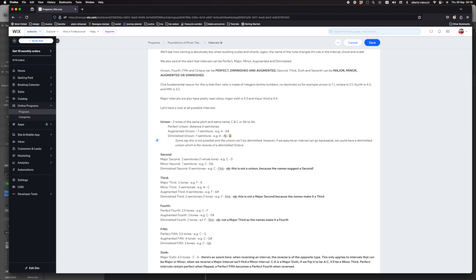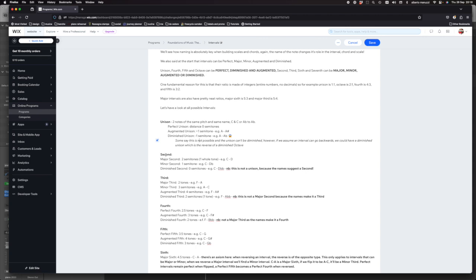Some say a unison can be diminished. However, assuming an interval can go backwards, we could have a diminished unison, right? So you see how then, in theory, of course, theories are theories, so you can do pretty much all you want.